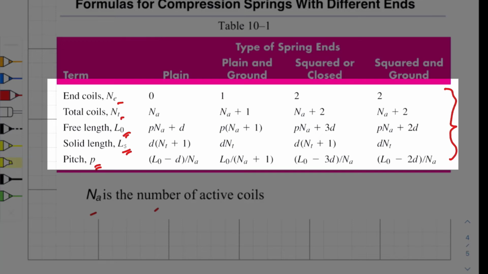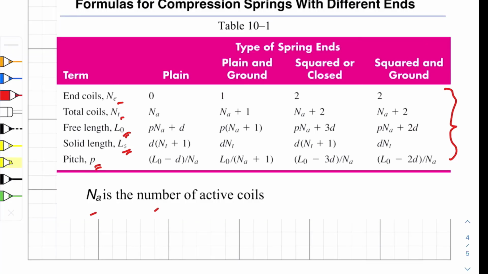The pitch is the distance between adjacent coils in the coil spring. So how far do you advance through one complete rotation around the helical coil spring?